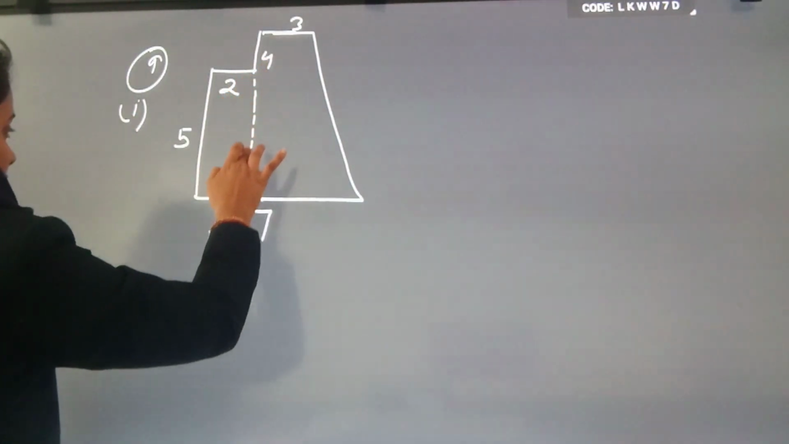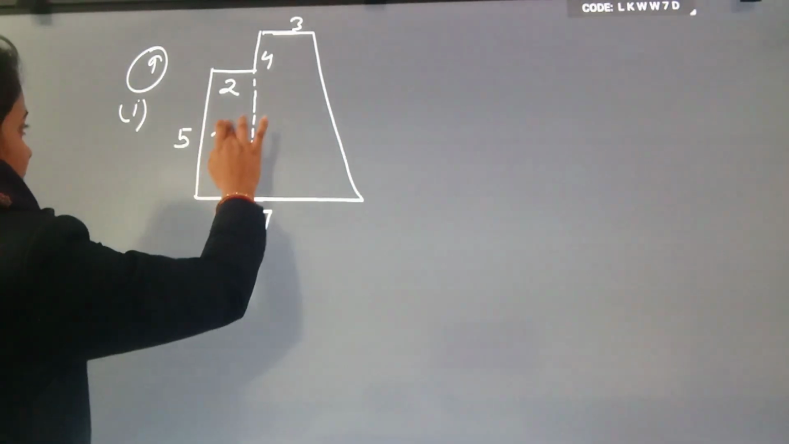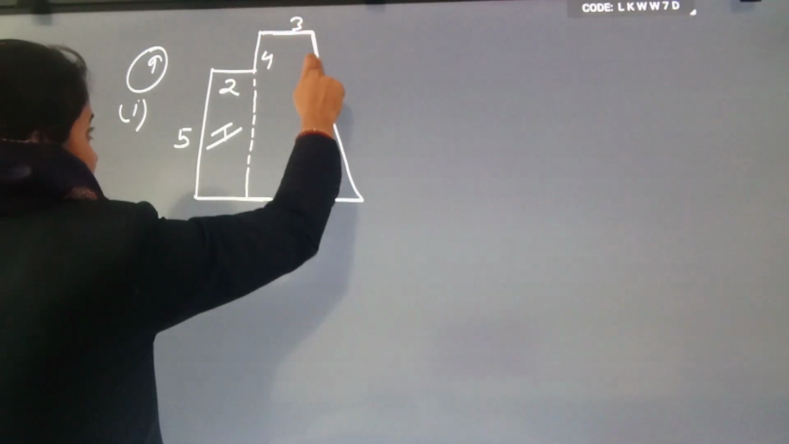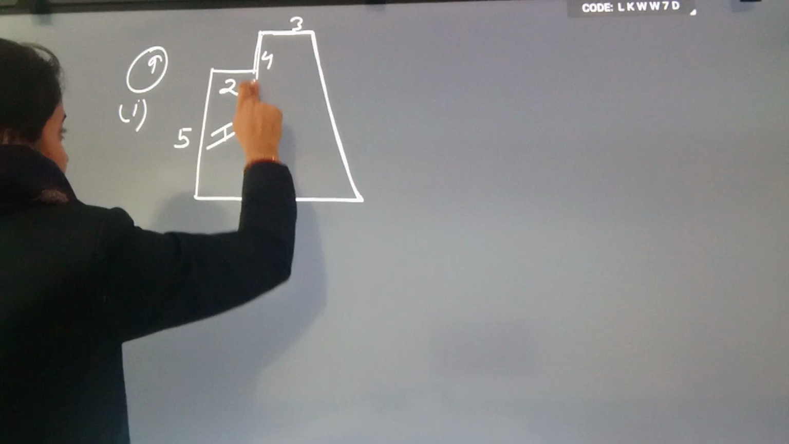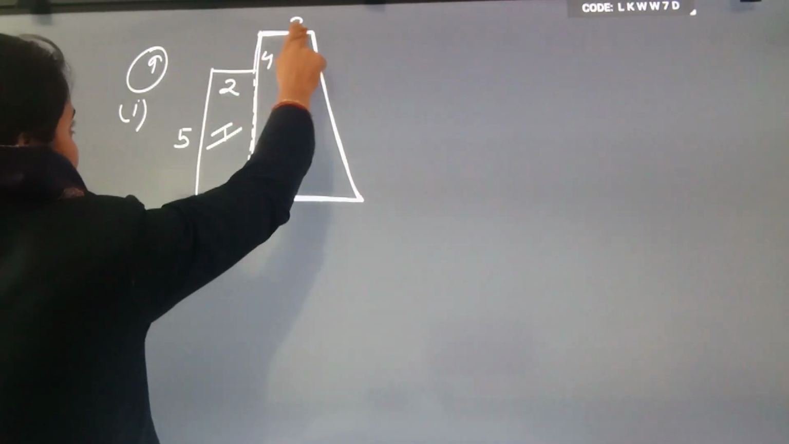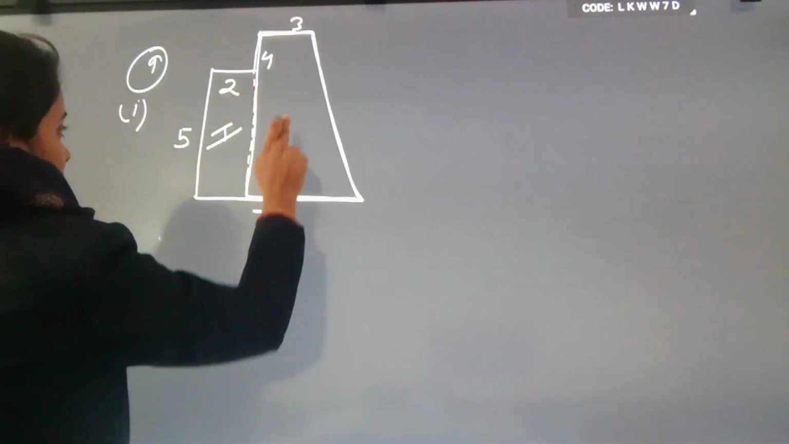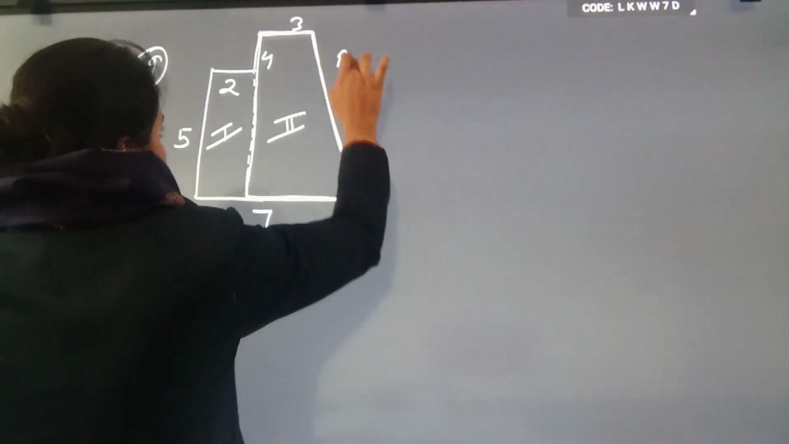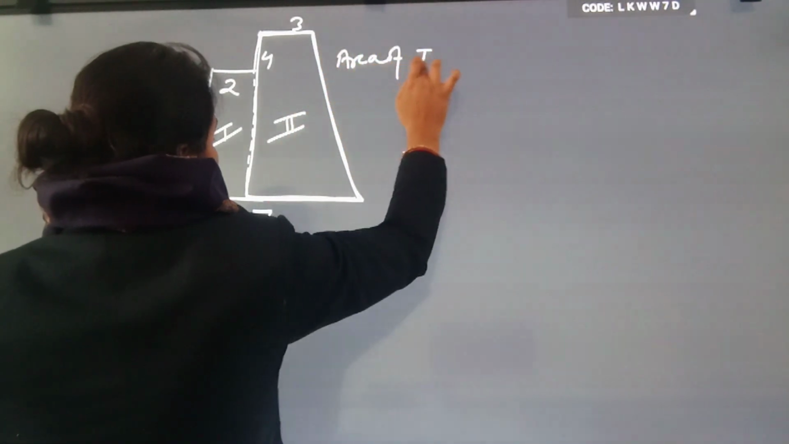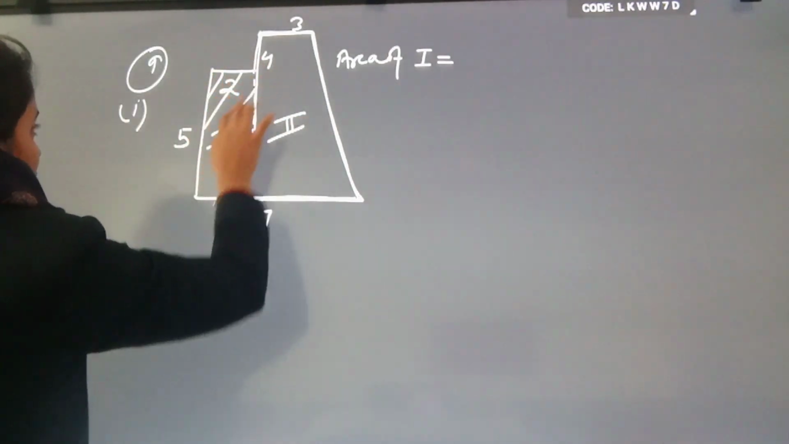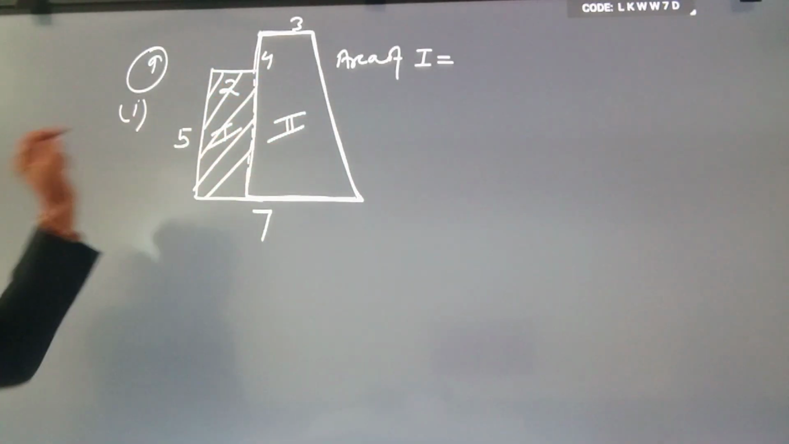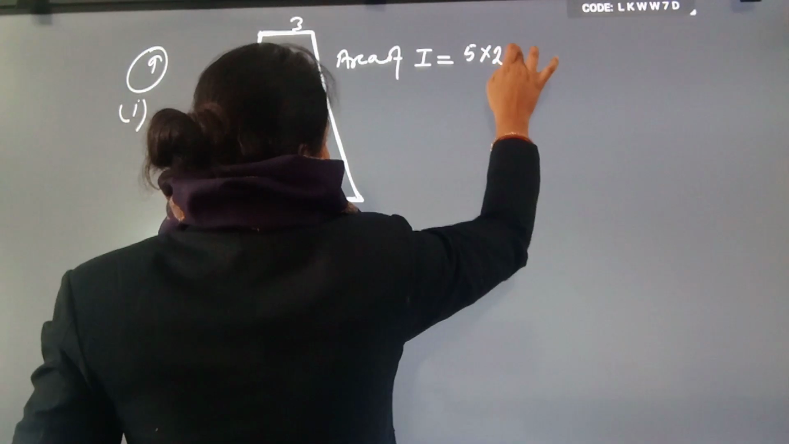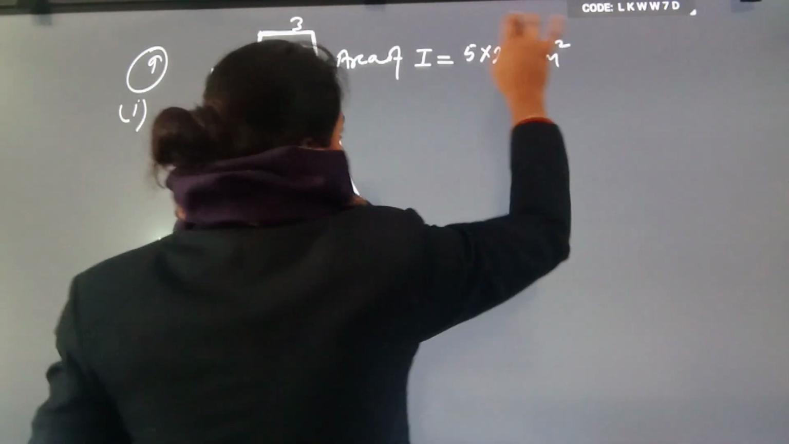So if I draw this line, can you see this is in the shape of a rectangle? Let us mark it as figure 1, and this is in the shape of a trapezium. See, this figure is in the shape of a trapezium, with two parallel sides and two non-parallel sides. So let me mark it as figure 2. Now first we will find the area of figure 1. Figure 1 is in the shape of a rectangle, so we have length as 5 centimeter and breadth as 2 centimeter. So what will be the area? 5 into 2, that is 10 centimeters square.